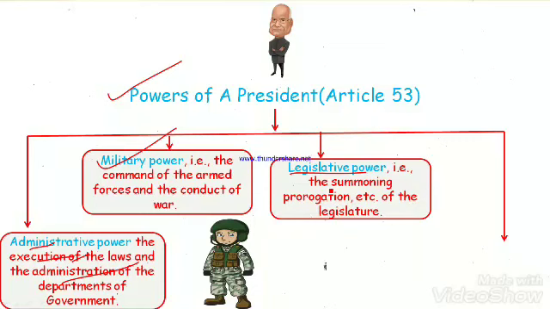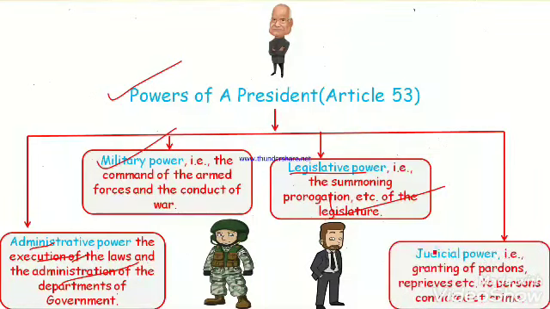It is the power of proroguing the legislature. Legislature means those who make the law, and if a wrong law has been made, then the president can issue some kind of punishment against that corrupt legislature. Judicial power means the president can grant pardons, reprieves, etc. to a person convicted of a crime.